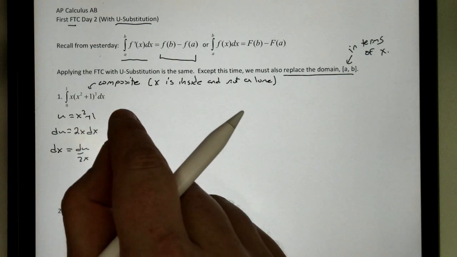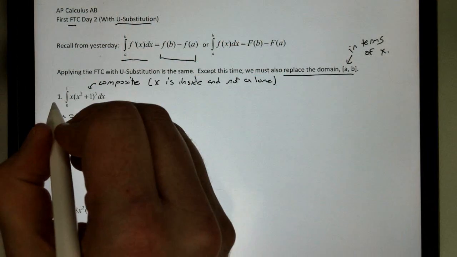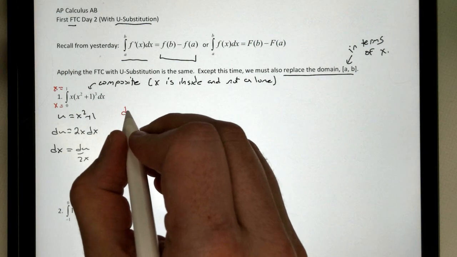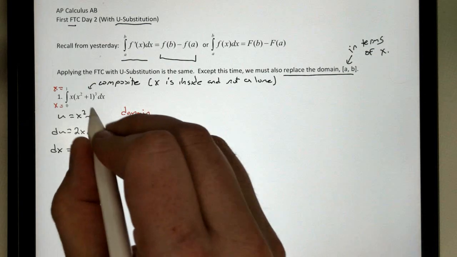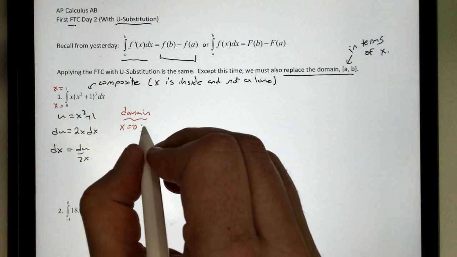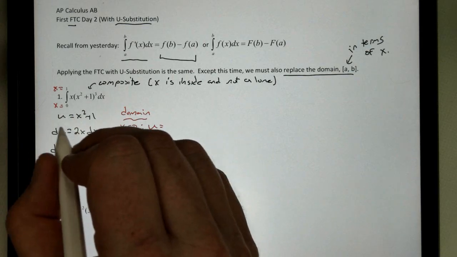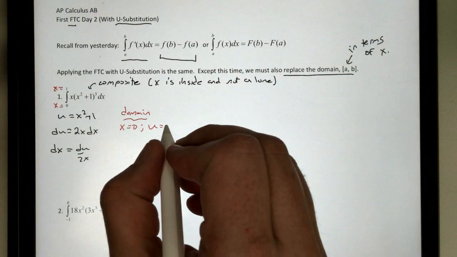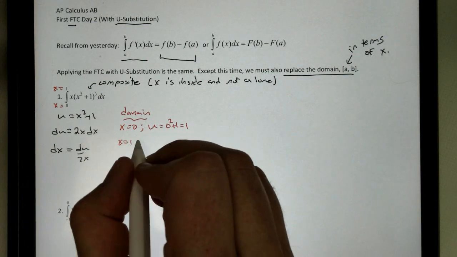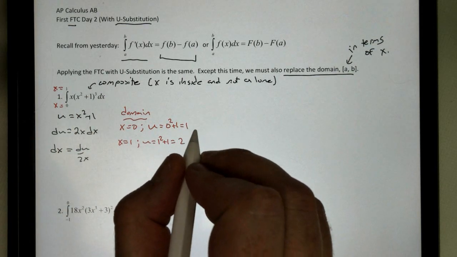Now, our next problem is that we're going to have to change our domain. The reason we do that is because our domains are also in terms of x. So to change the domain, my first x is going to be 0. We start at the bottom. If x is 0, to get u, we're going to plug it into our equation. That's why this is a very important formula for us, this u equals x squared plus 1. That's going to give me 0 squared plus 1, or 1. When x is 1, u is going to be, same thing, 1 squared plus 1, or 2.